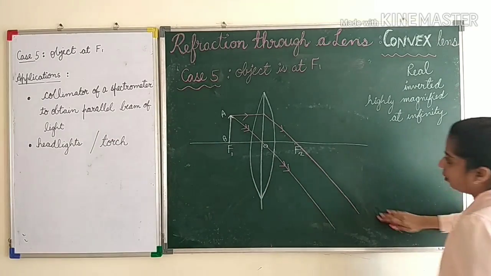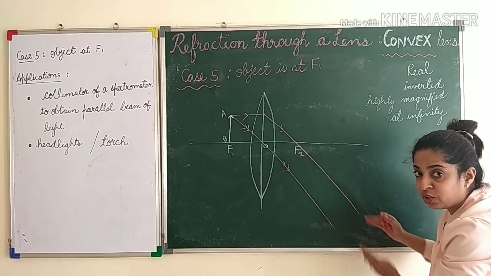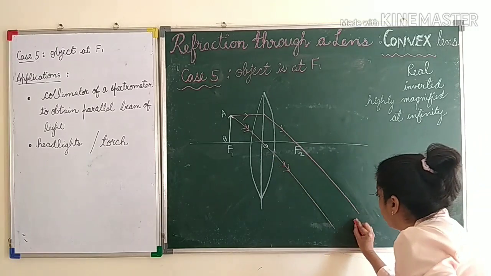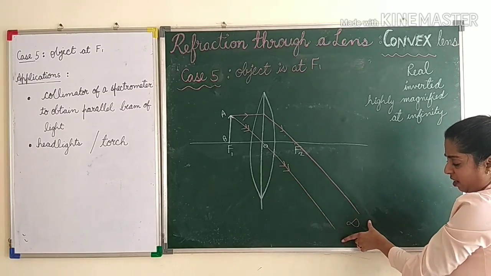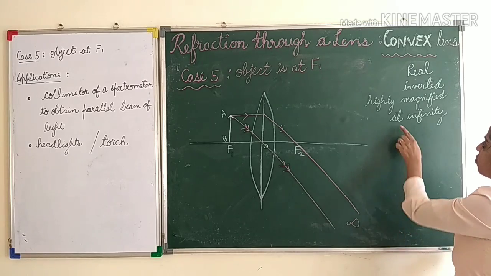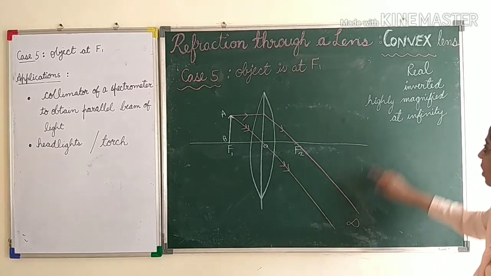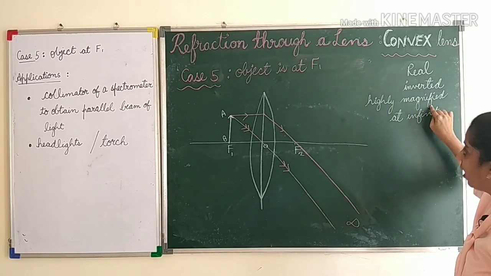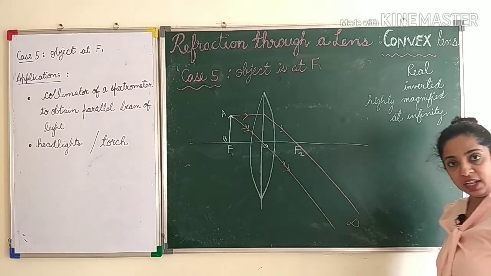If you can see that these two lines are parallel to each other, means they are never going to meet each other. So they are going to meet at infinity. We say that these rays meet at infinity. Therefore we say that the image is formed at infinity. So whenever it is formed at infinity, it will be highly magnified. So it's real, inverted, highly magnified and at infinity.